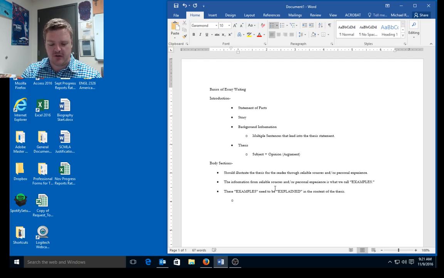So what this means for our basic structure of a body section then is topic sentence, example, explanation, and then a transition.